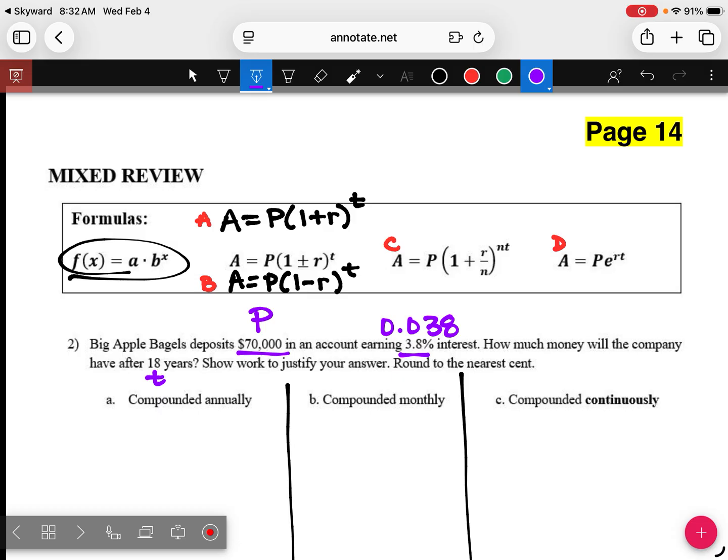So this is T. All right, so A, what formula am I using? A, B, C, or D? It says compounded annually. Which one do you think I'm going to use? A. You use this one if it's increasing annually. That's when we use that one. So let's go ahead and set that up.